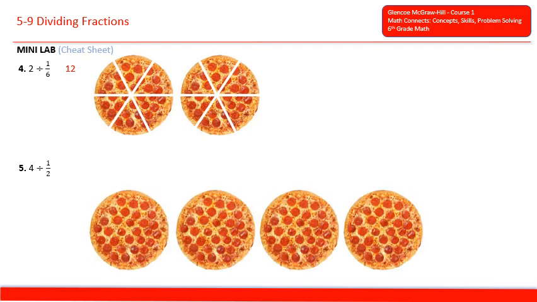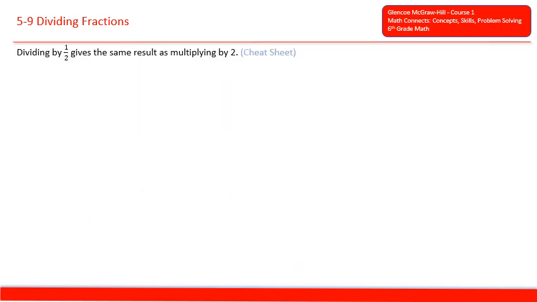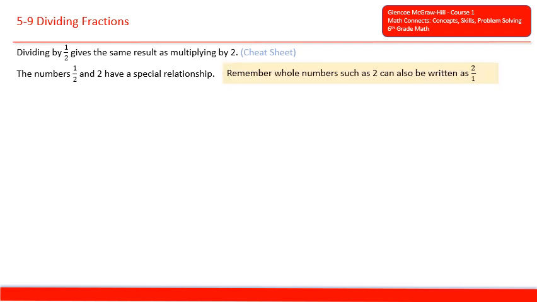4 divided by a half. 4 pizzas. If we cut them each in half, we get 8 halves. Dividing by a half gives the same result as multiplying by 2. The numbers 1/2 and 2 have a special relationship. Remember, whole numbers such as 2 can be written as 2 over 1.